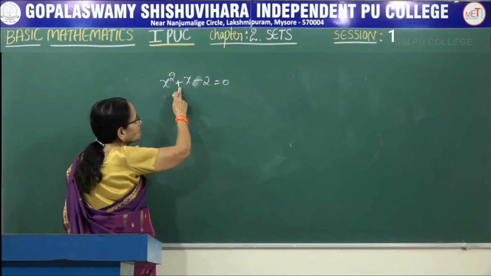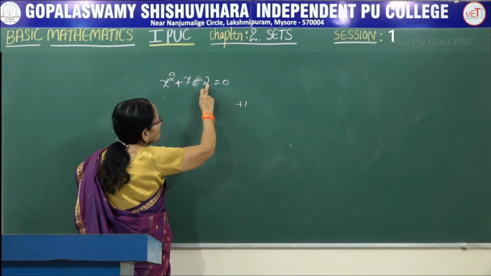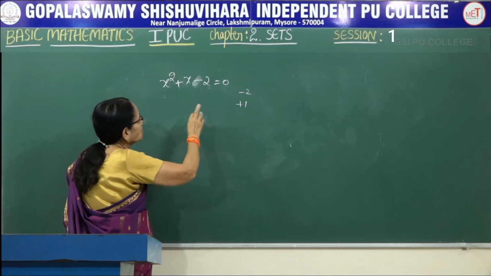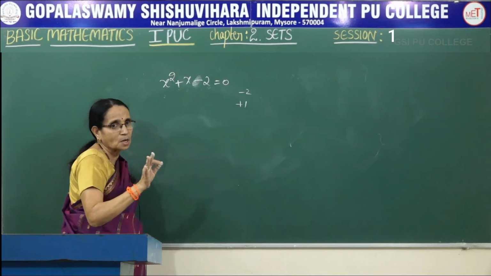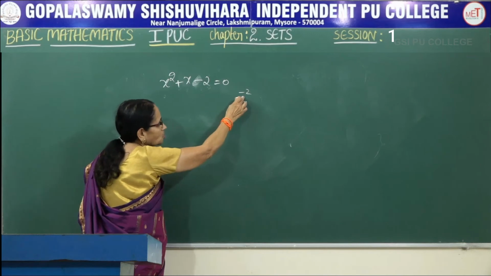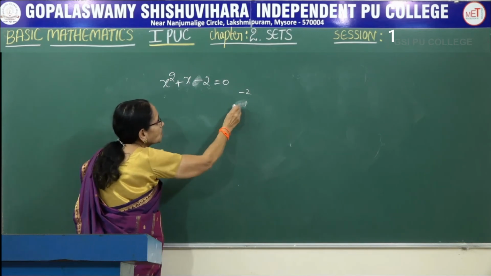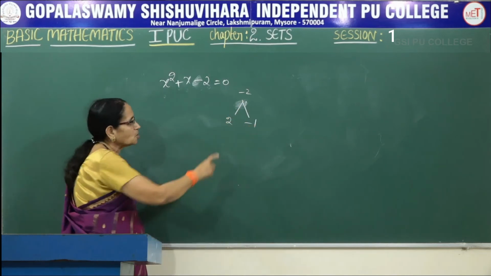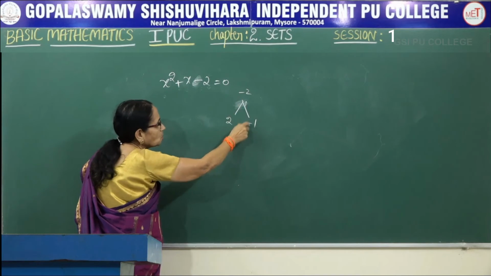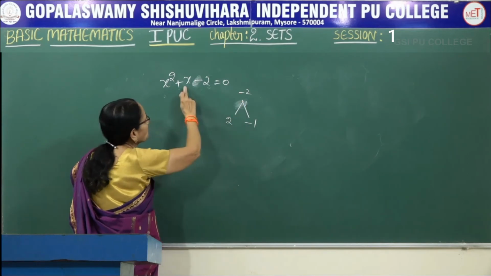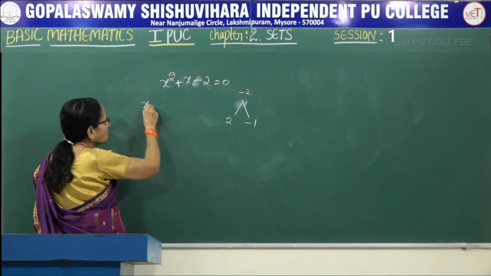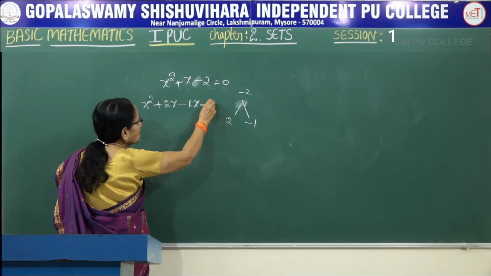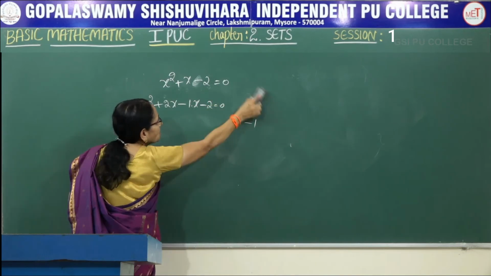Look at the middle number. It is plus 1. Look at the end number. It is minus 2, isn't it? So I hope you remember the rule. You have to split the middle number in such a way that the product should be minus 2, the sum should be plus 1. How can you do that one? This minus 2 can be split as 2 and minus 1. So when you multiply, 2 into minus 1 is minus 2. 2 minus 1 would be equal to plus 1. That means when you factorize this one, it is x squared plus 2x minus 1x minus 2 equal to 0.